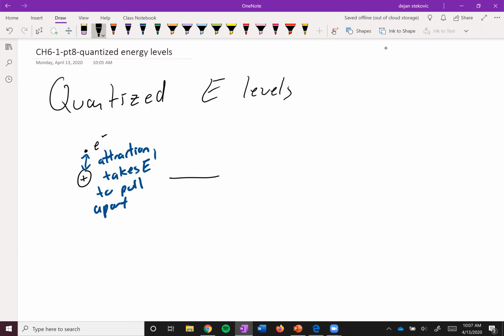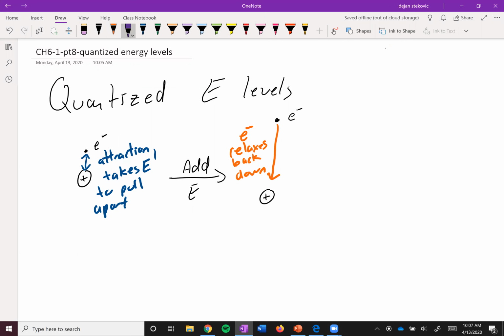So if you were to add energy to the system, this energy could be absorbed by the electron, and then the electron would go further away from the atom, right? So this is called excitation. You excite your electron. And after you excite your electron, it can relax back down. Not into the nucleus, but kind of to where it was before. So maybe something like that.